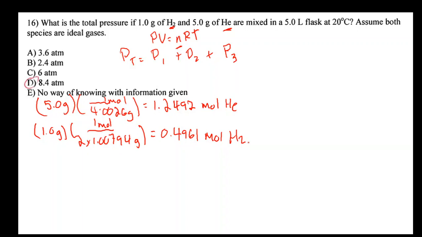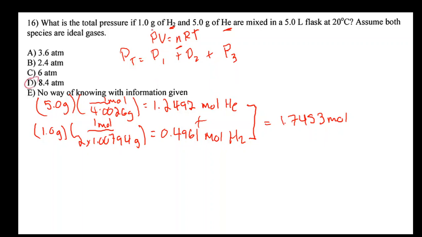So then, in the ideal gas law, it doesn't matter which gas that is for the moles of gas. So the total moles of gas in the system, we just add these 2 together, which gives 1.7453 moles total. So now that we know the moles, we can plug this into our ideal gas law.